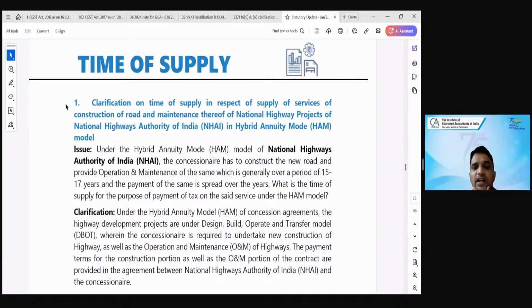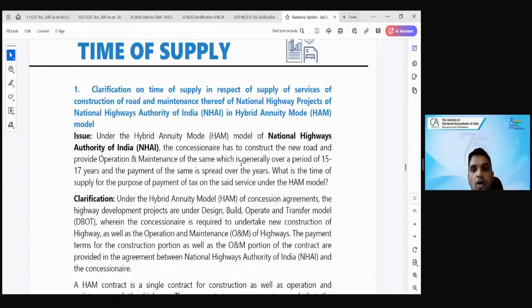Under the hybrid annuity mode model of National Highways Authority of India, the concessioner has to construct the new road. You call it a constructor or a contractor; in the highway project, they are called concessioners. The concessioner has to construct the new road and provide operation and maintenance of the same. So he will construct the road and he will also do the operation and maintenance of the road.